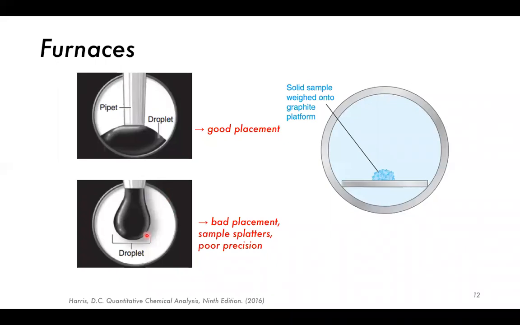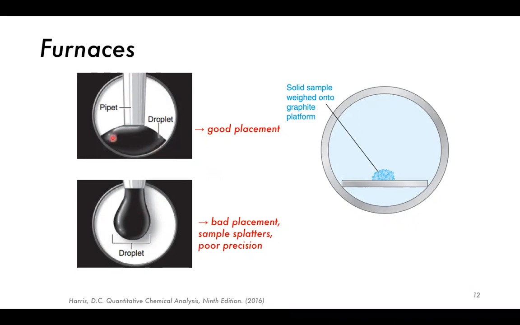We do not want to pipette it like this, because if we pipette it like this, whenever we drop it out, the air pushing it out at the end will cause it to splatter, and we will get pieces of the droplet all over the furnace. So what we really need is the droplet to be in one uniform place. So this gives us bad placement, sample splatters, poor precision.